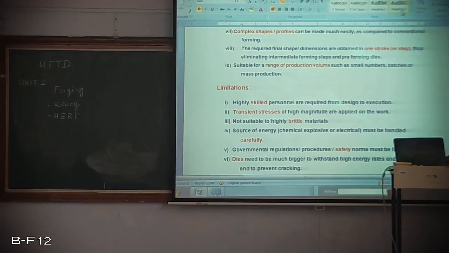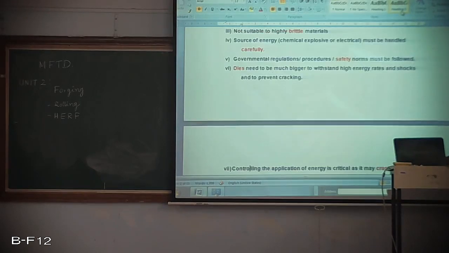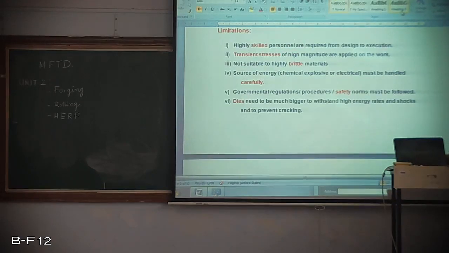The limitations are that highly skilled workers are required, and initially a very high amount of stress is applied, which are transient stresses, and naturally these processes are not suitable for brittle materials. They are more likely to crack.